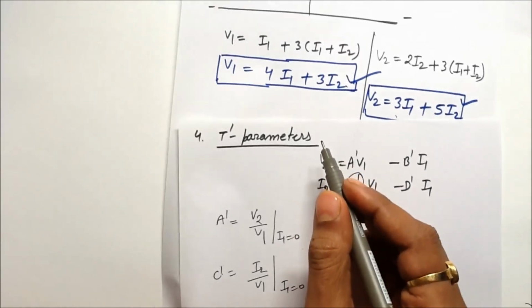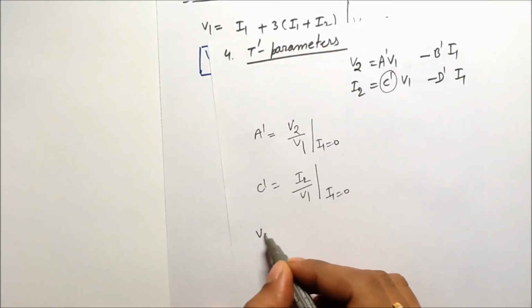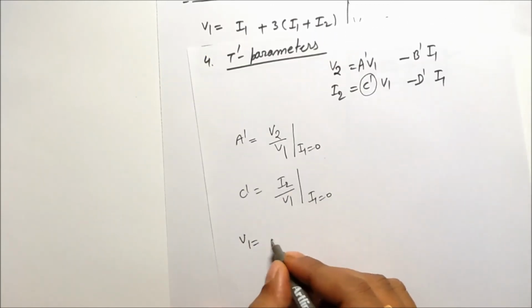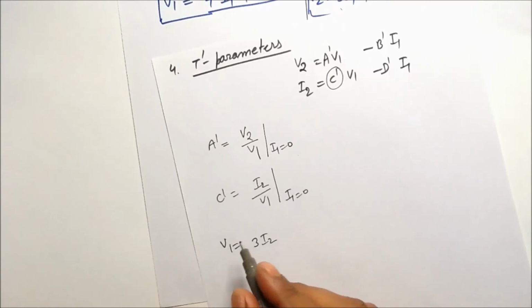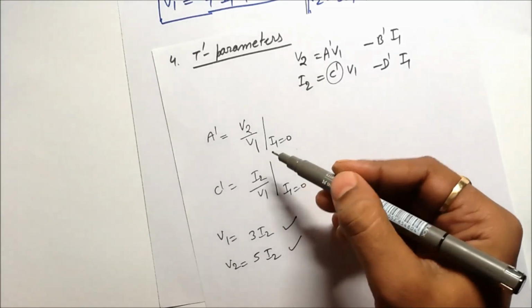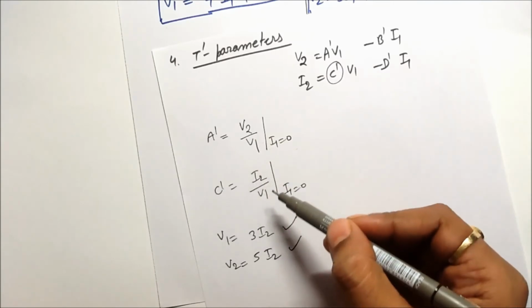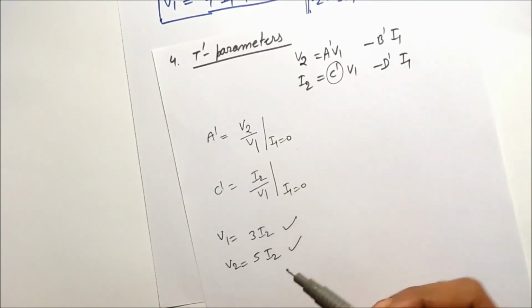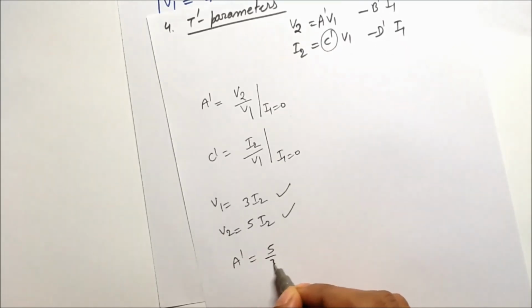So put the value of I1 equals 0 in these two equations and you will get V1 equals 3I2 and V2 equals 5I2. You can solve these equations and you can find out the ratio of V2 and V1, and you can also find out the ratio of I2 and V1. So you will get the value of A dash equals 5 upon 3, and the value of C dash will be 1 upon 3.